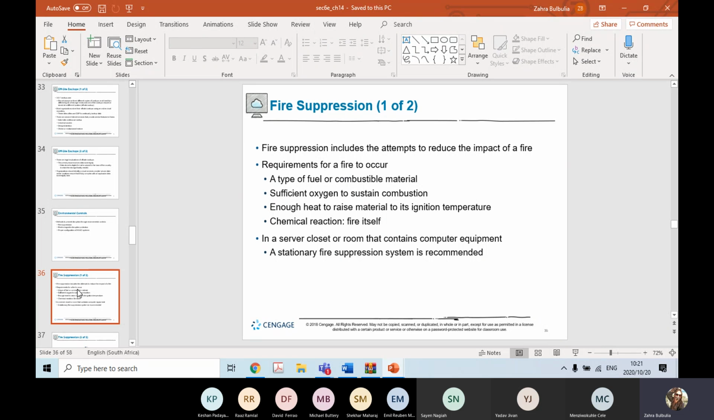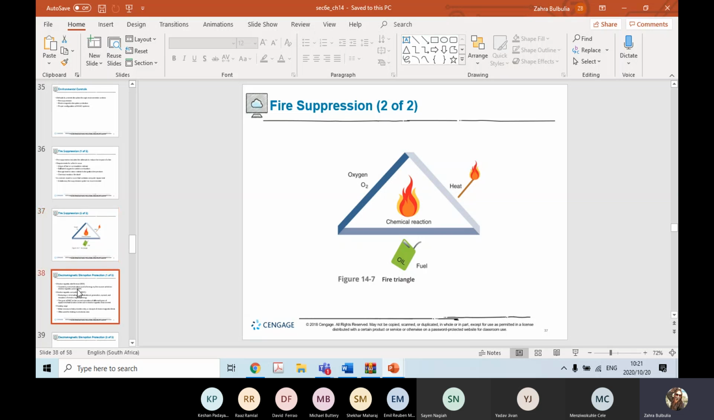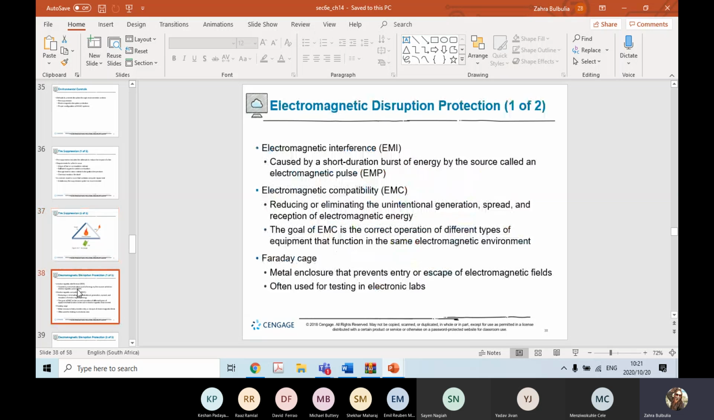So in a server closet or room that contains computer equipment, a stationary fire suppression system is recommended. And yeah, we of course need that.